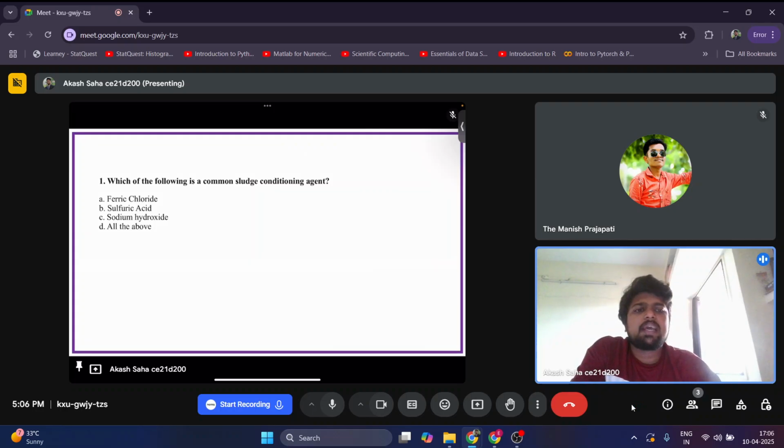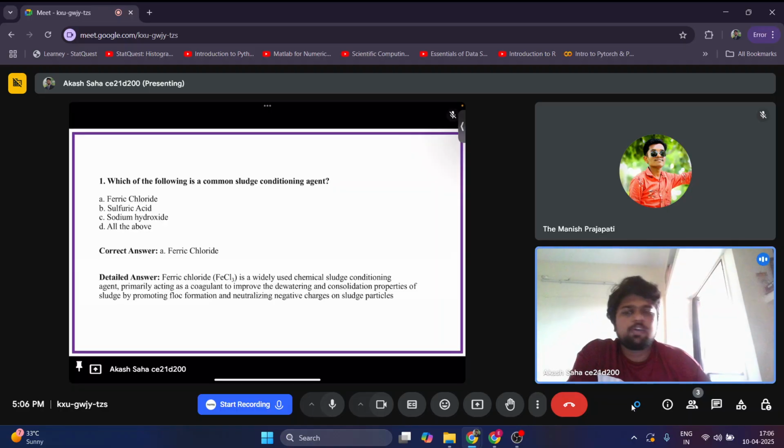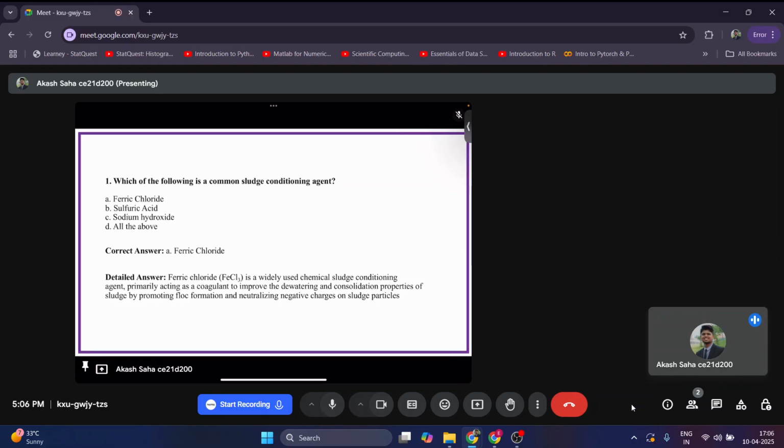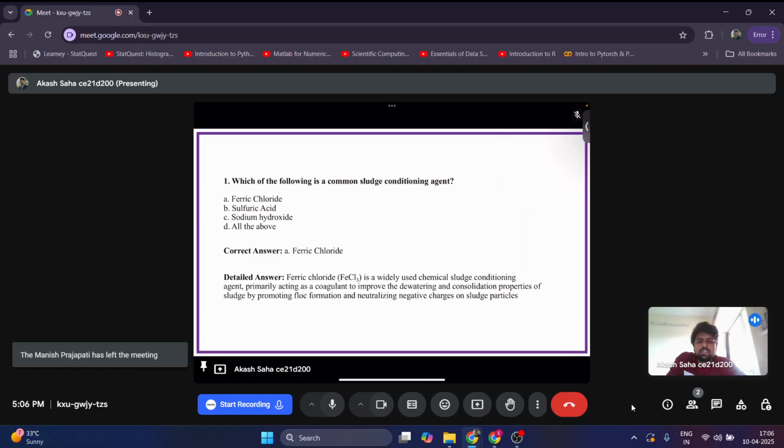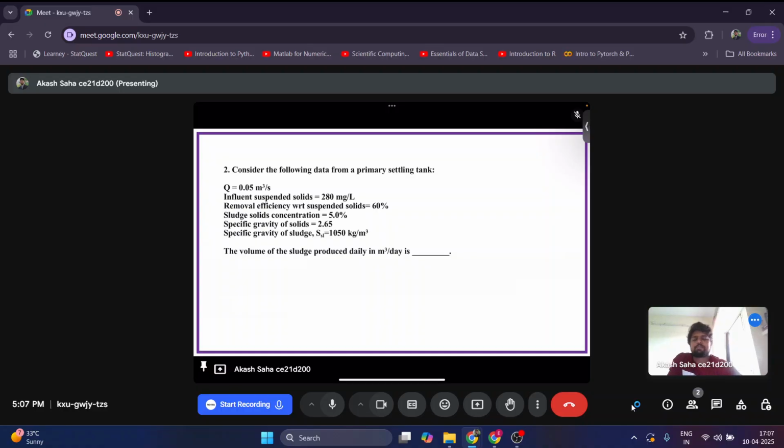So the correct answer here is ferric chloride. Ferric chloride is most commonly used as a chemical sludge conditioning agent, which acts as a coagulant to improve the dewatering and consolidation properties of the sludge by promoting floc formation and neutralizing the negative charges on the sludge particles. That's what is written in the detailed answer also. So let's move on to the next problem.